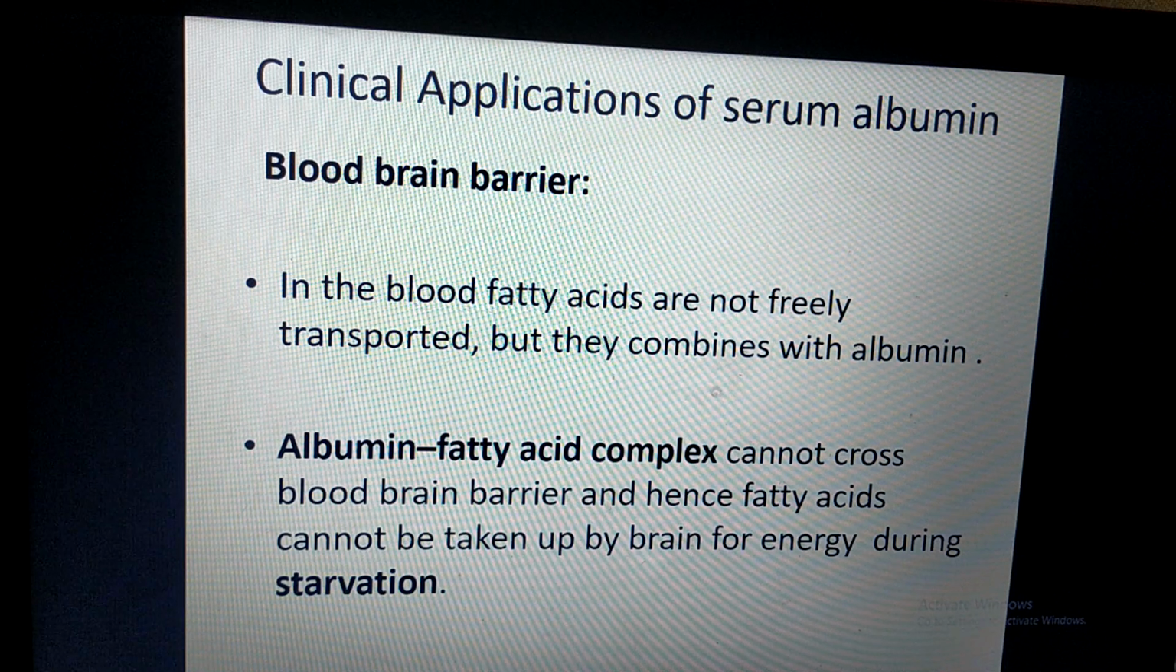During starvation, other tissues easily utilize fatty acids as a source of energy, but due to the existence of the blood-brain barrier, the fatty acid-albumin complex does not cross this barrier, and fatty acids are not used as a source of energy by the brain. Hence the brain utilizes only glucose as a source of energy.